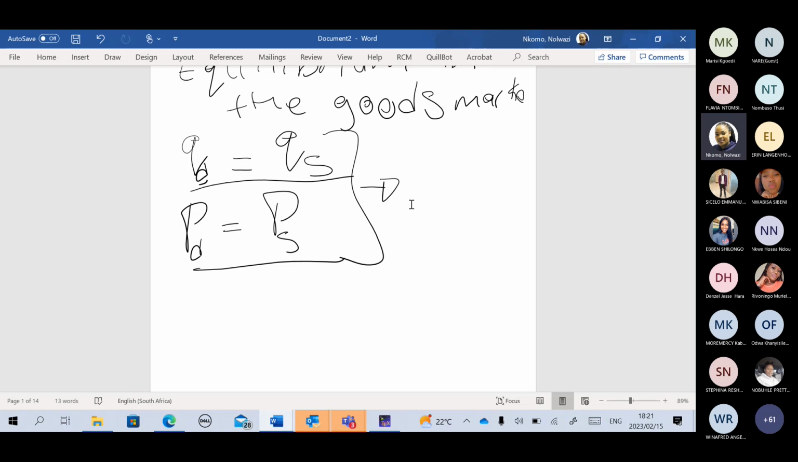Let's just do one example here. Suppose we are asked to find the equilibrium price and the equilibrium quantity, and we are given the demand and supply functions.